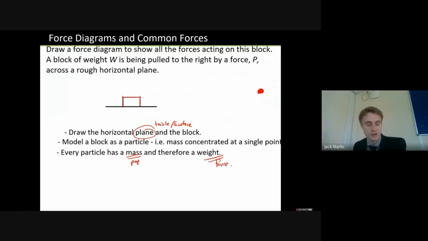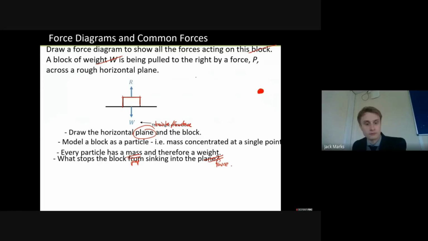So we're going to draw force diagrams. We need to know masses because we will be drawing weight, and weight is a force. So here it is shown by W. It says a block of weight W, so you don't have to do anything because weight is already a force. It's just being drawn like that. Draw a force diagram to show all the forces acting on the block. A block of weight W, we've shown that, is being pulled to the right by a force P.